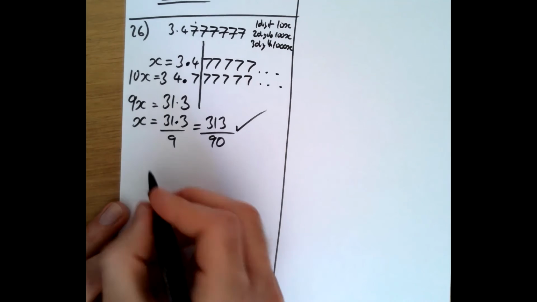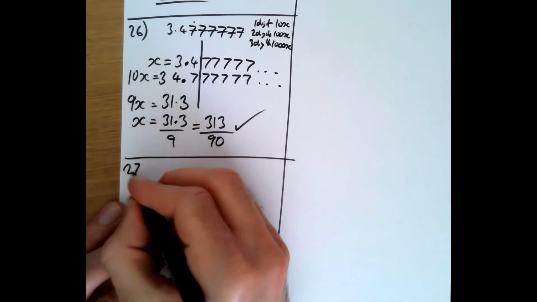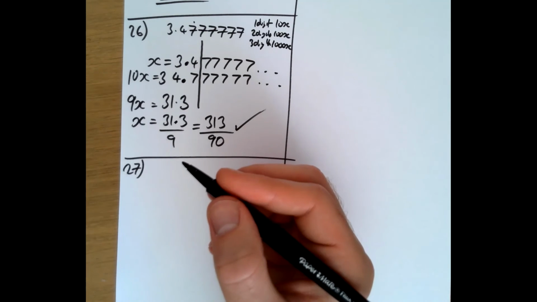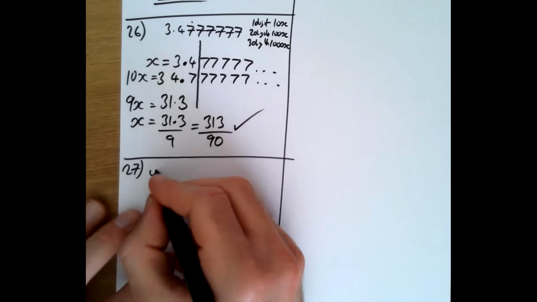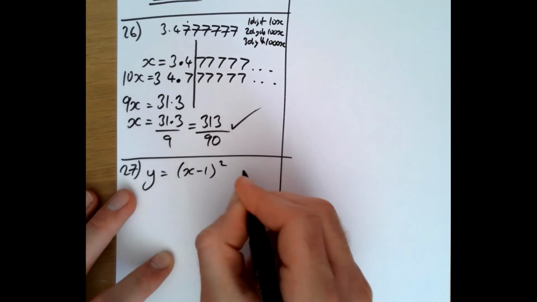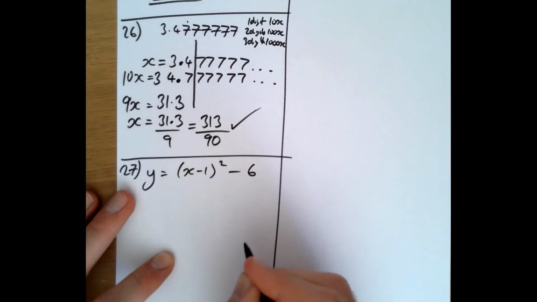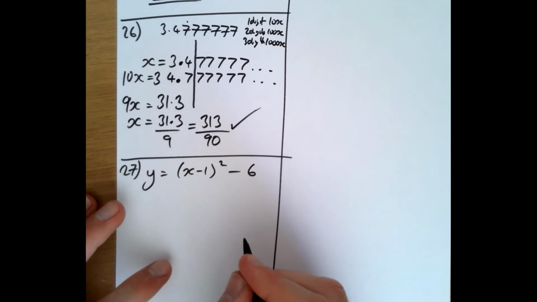Okay, so I hope that that helped you with the recurring decimals. This one, y equals (x minus 1) squared minus 6. Circle the coordinates of the turning point.